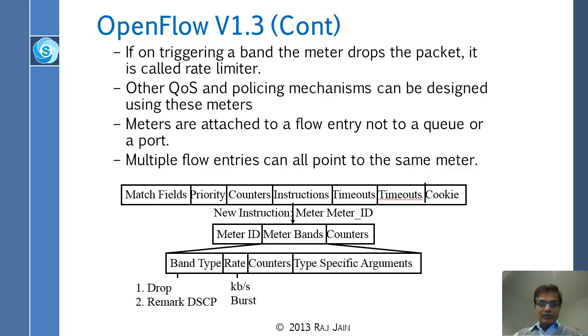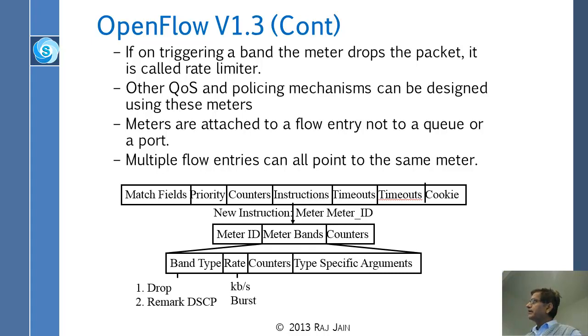So when you go back to the table, which is actually, I don't want to go back again, but the table entry is already shown here. Match fields, priority, counters, instructions, timeouts, and a second timeout, and then cookie. Alright? And so in the instruction, it could be a meter with a meter ID, and then the meter band, and then the counter.